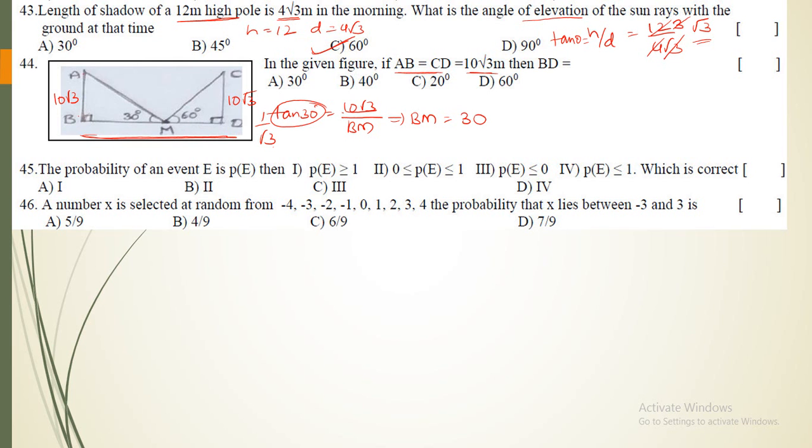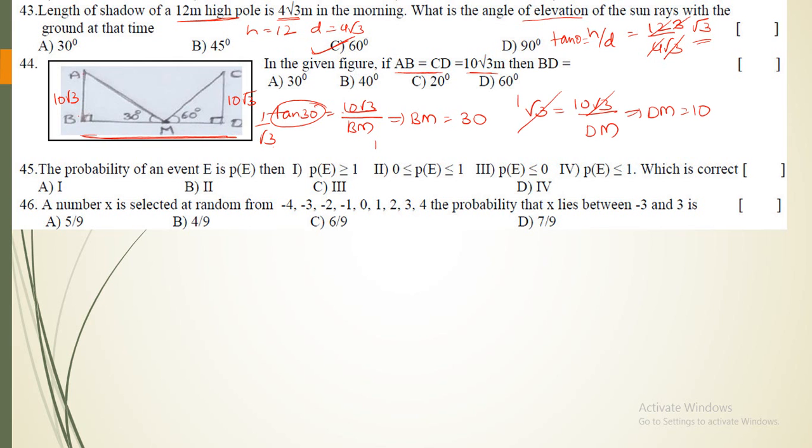So BM is equal to 30. Next, coming to triangle MCD, tan 60. Tan 60 is nothing but root 3. Root 3 is equal to opposite by adjacent, that is, by DM. So from this, root 3 gets cancelled one time, and clearly DM is equal to 10.